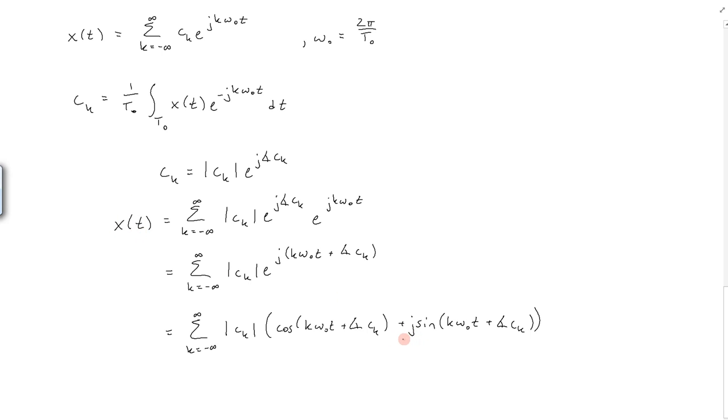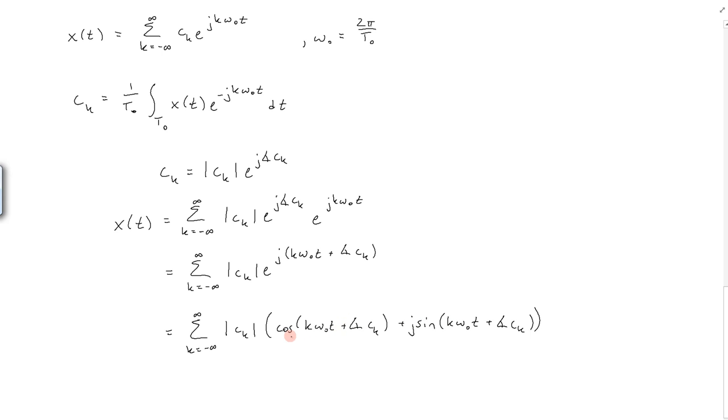But what you can see here is the importance of the amplitude component of c sub k and its phase. The amplitude basically tells you how much of a particular cosine or sine, of a particular sinusoid, you have in your signal. And the angle tells you basically where to place these individual components, since it tells you the phase offset of each of these components.